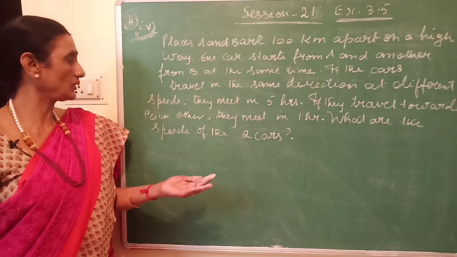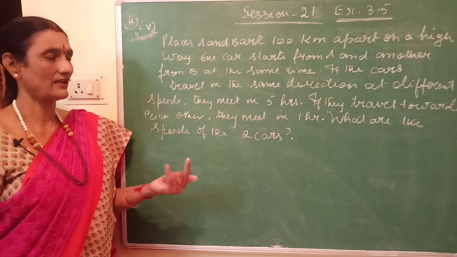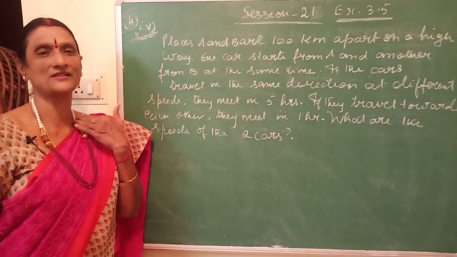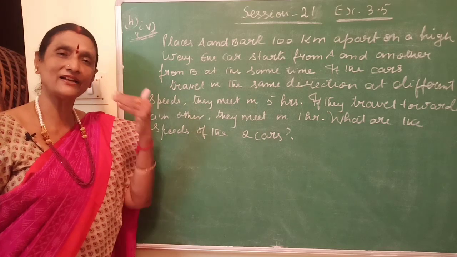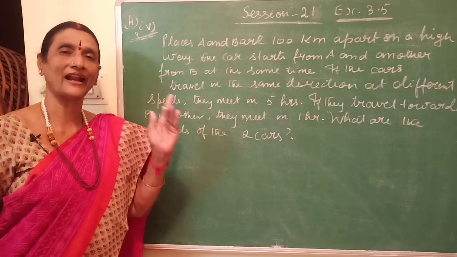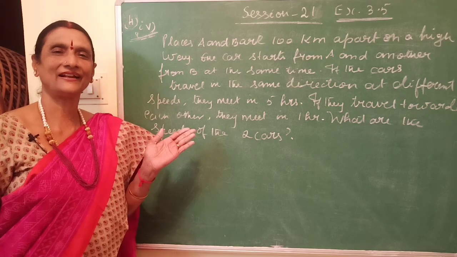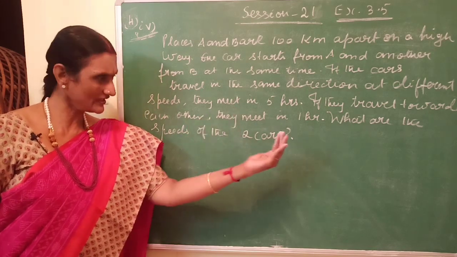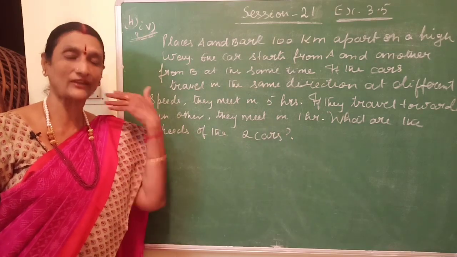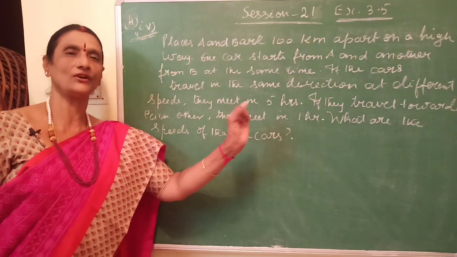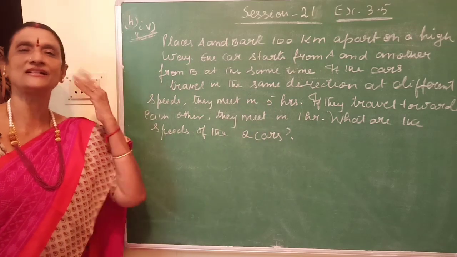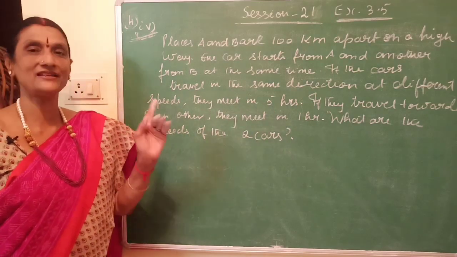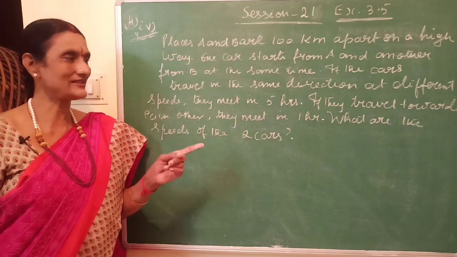If they travel towards each other, means what? A is coming in this direction, B is coming in the opposite direction. So it is another way of saying A and B travel opposite. Correct? Is it clear? So A is going towards this direction and B is coming towards A. Or you can even understand like that. A is going towards B and B is going towards A. Again there is a chance of meeting. How are they meeting? They meet in 1 hour.